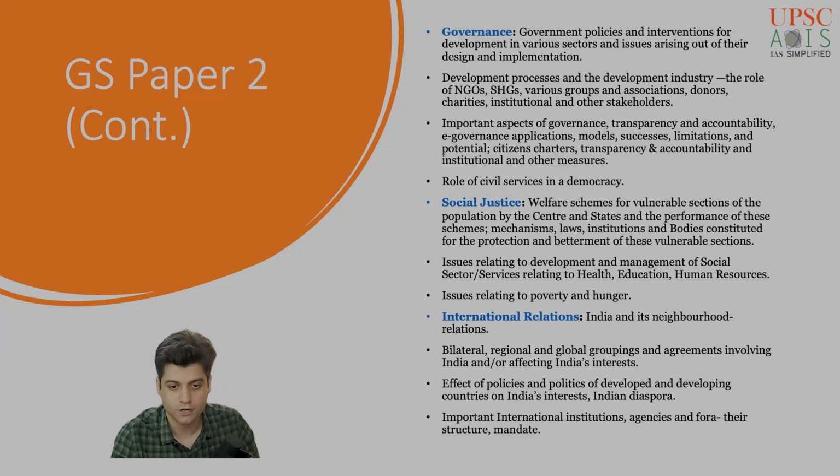Then we come to the social justice part of the syllabus. Welfare schemes for vulnerable sections of the population by the center and states, and the performance of these schemes. Then there are mechanisms, laws, institutions, and bodies constituted for the protection and betterment of these vulnerable sections. Then there is topic, issues related to development and management of social sector services relating to health, education, and human resources. Issues relating to poverty and hunger. Then there is a very important topic, international relations, India and its neighborhood relations, bilateral, regional, and global groupings and agreements involving India and or affecting India's interests.